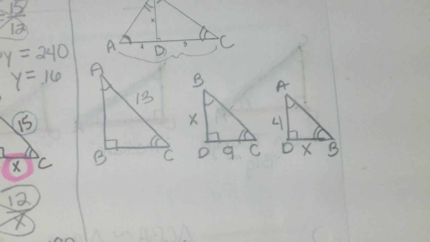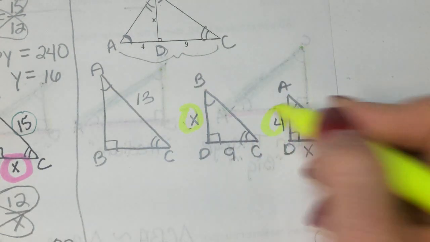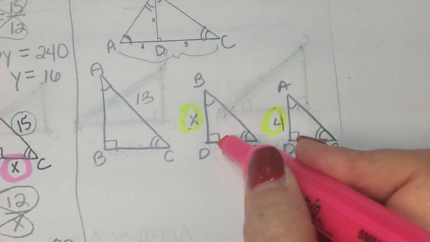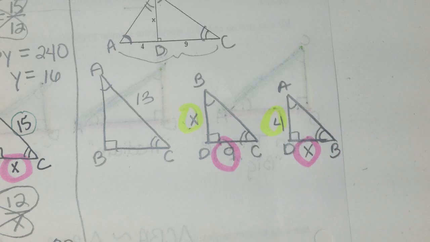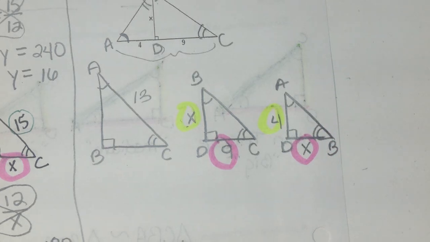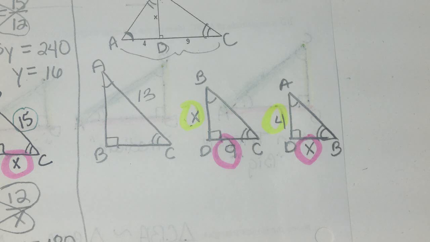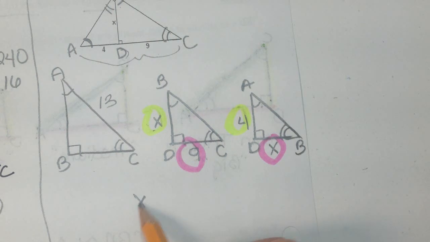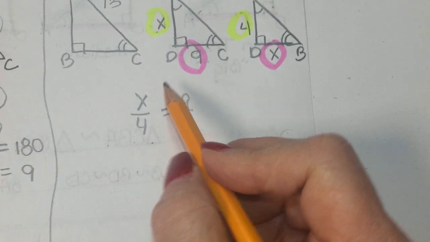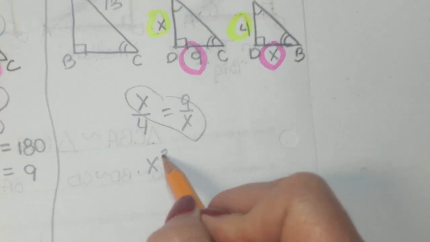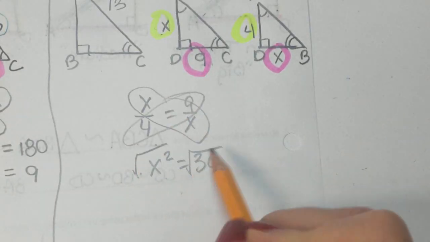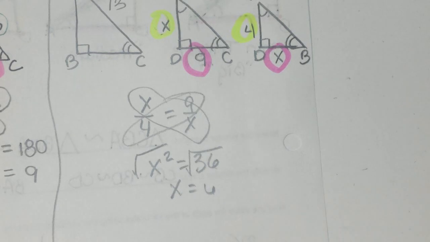Check out your proportions. You've got these corresponding sides, X and 4, 9 and X. There's your corresponding parts. Set that up. X is to 4 as 9 is to X. Cross multiply, you get X squared is equal to 36. Take the square root, and X equals 6.